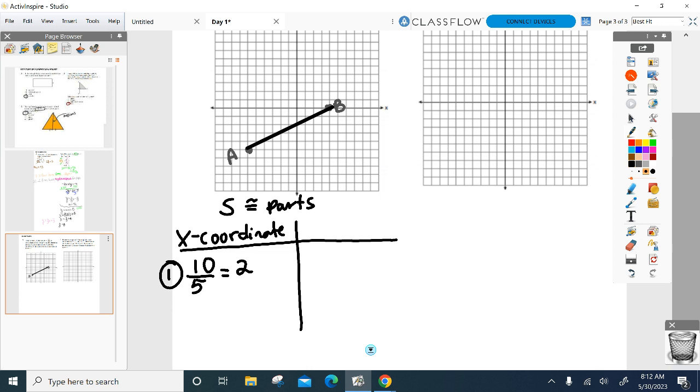But where does that partition point? Does it have to stop after I do it once, 2 units, twice, 2 units? Do I have to do 2 units 3 times? Where's this point going to end up?